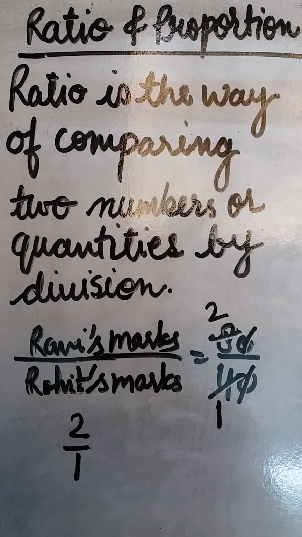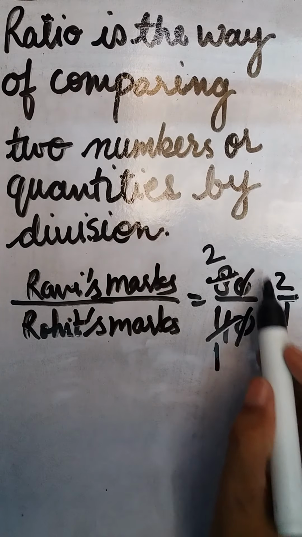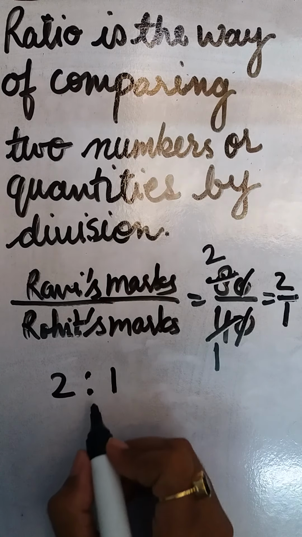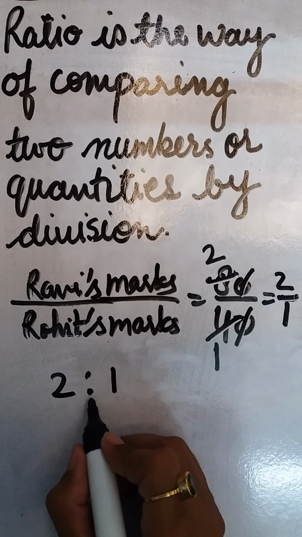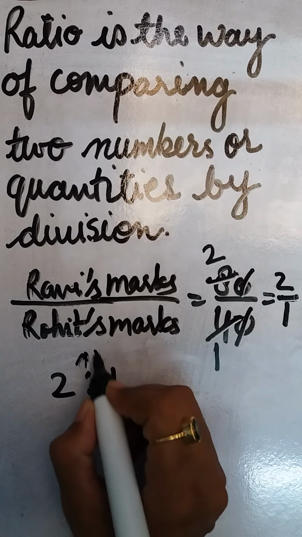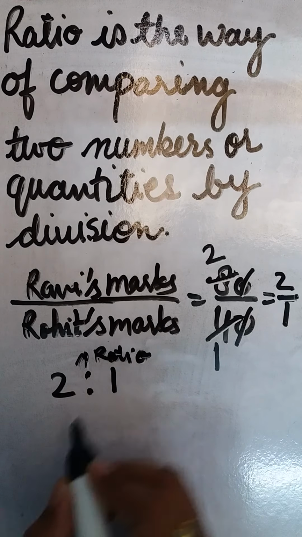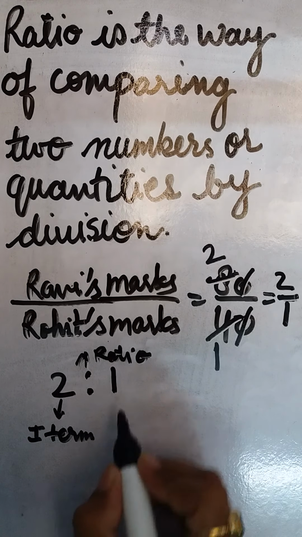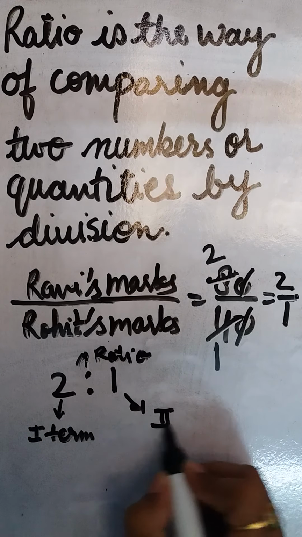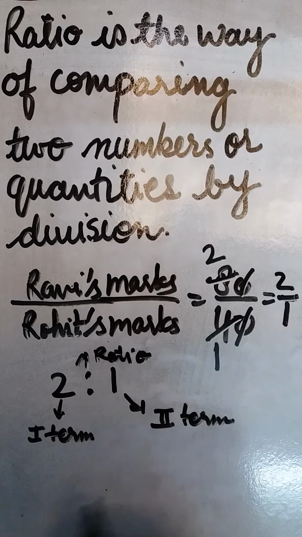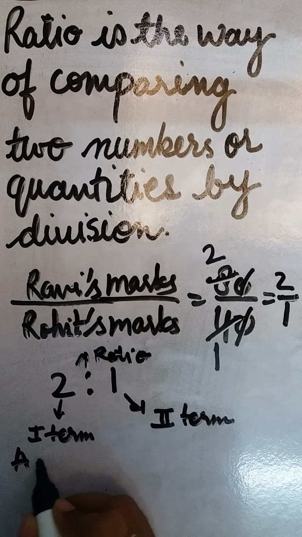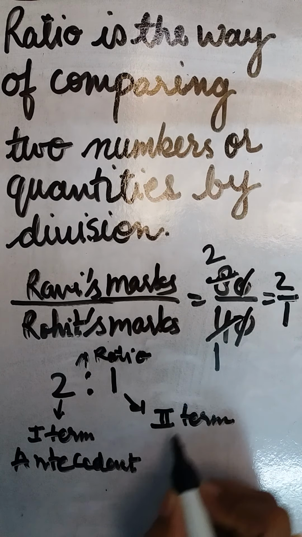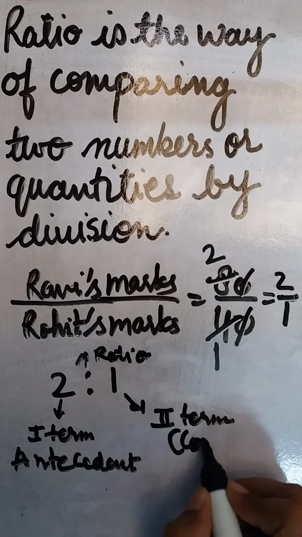Now this 2 by 1 can also be written as 2 ratio 1, where this is the sign, the symbol of ratio. This is called the first term of the ratio. This is called the second term of the ratio. Its other name is antecedent. And the second term's other name is consequent.